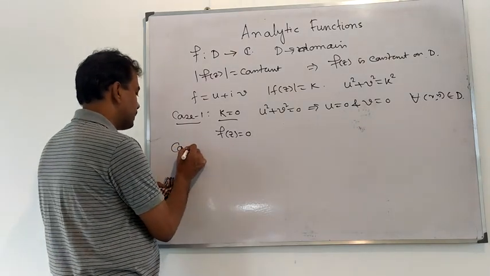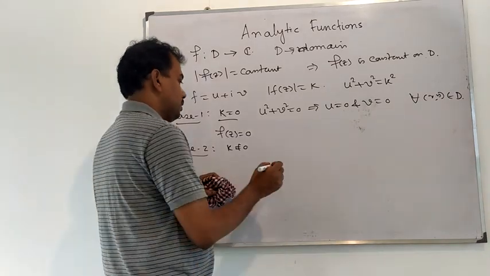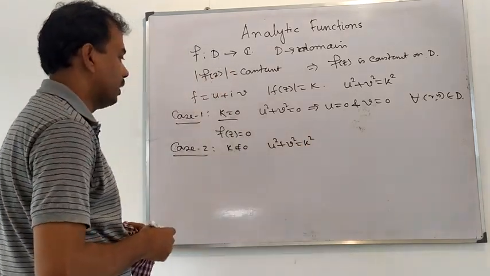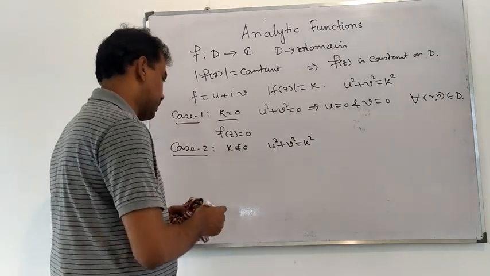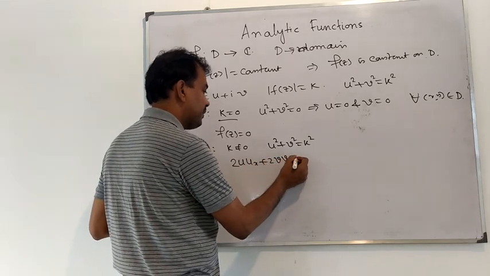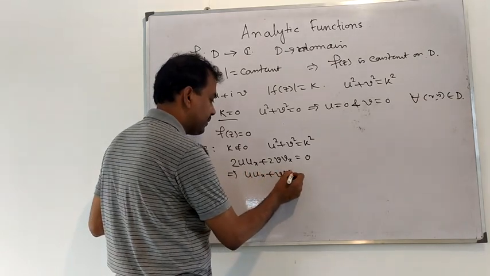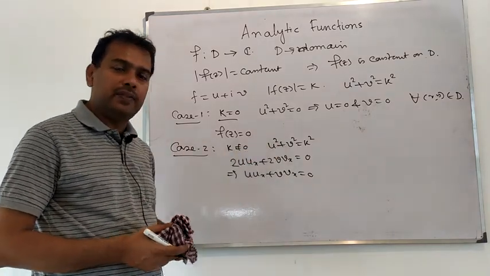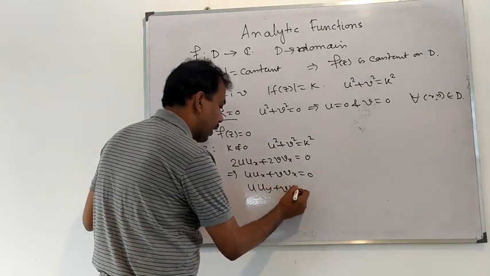Case 2, suppose k not equal to 0. Here u square plus v square equal to k square for all (x, y) belongs to D. Now differentiating partially with respect to x, we get 2u ux plus 2v vx is equal to 0. That implies u ux plus v vx equal to 0. Again, differentiating partially with respect to y, we get u uy plus v vy is equal to 0.